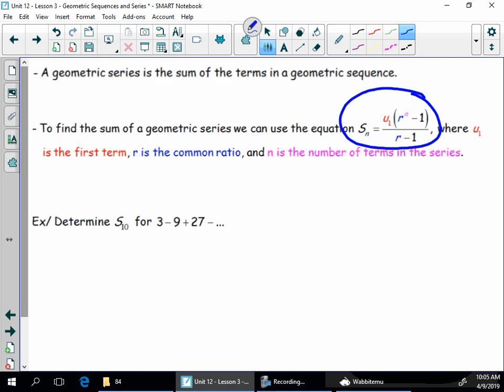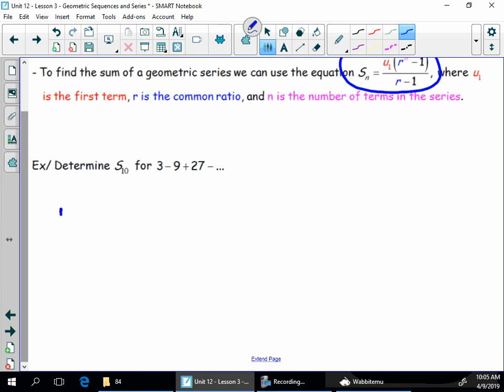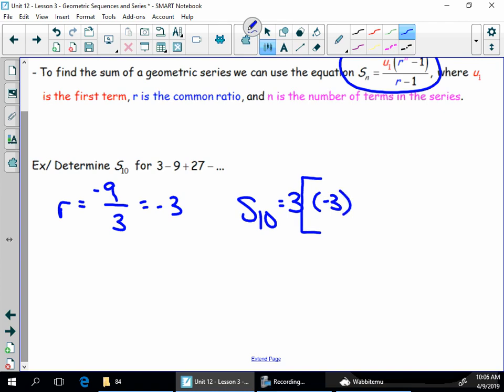So let's give this a try here. Determine S10, the sum of the first 10 terms in this pattern. What do I need? I need r. So I'm going to take term number 2, which is -9. Be careful, we need that negative. Divide by term number 1, I get negative 3. And let's go. u1, that's 3, times r. r is itself negative 3, and make sure I have that negative sign again, to the power of 10 minus 1 over negative 3 minus 1.